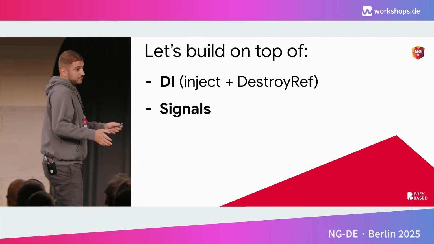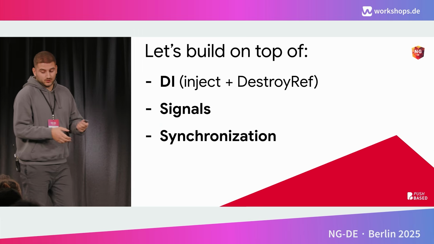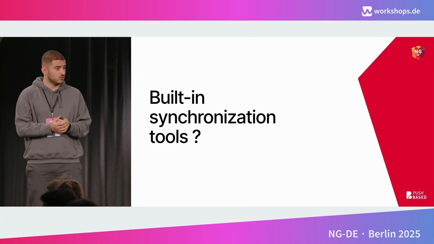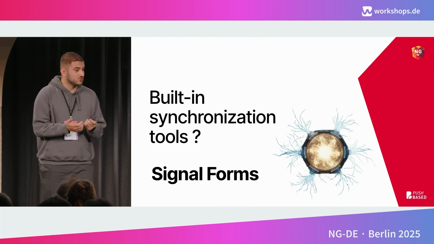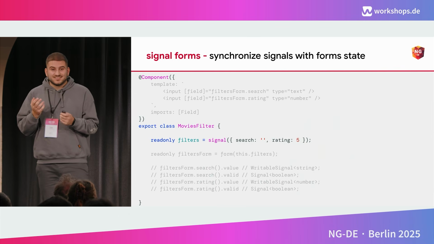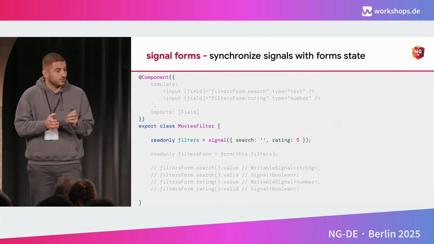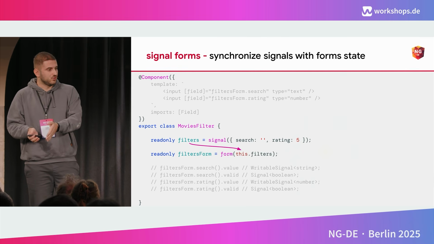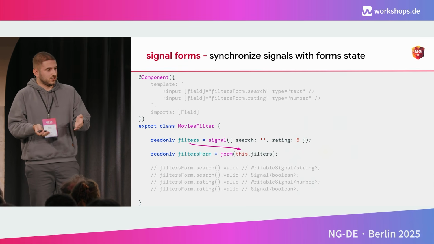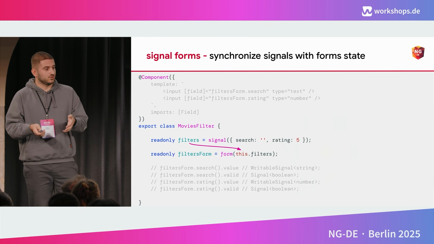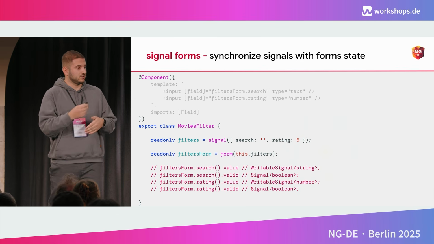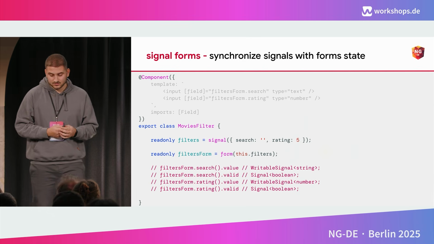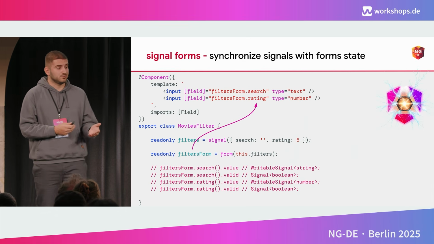So we saw how we can build with DI and signals. Now let's also add some synchronization into it. So, built-in synchronization tools: signal forms. That's what they do. If we have a writable signal, we can just give it to our form function, which accepts a writable signal. And that form function will provide everything else, like value, valid, readonly, messages, errors, everything else, and synchronize them with a template.